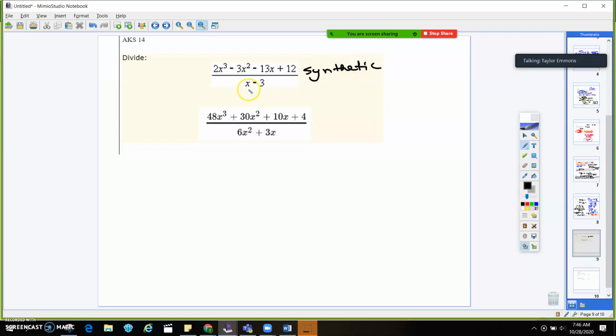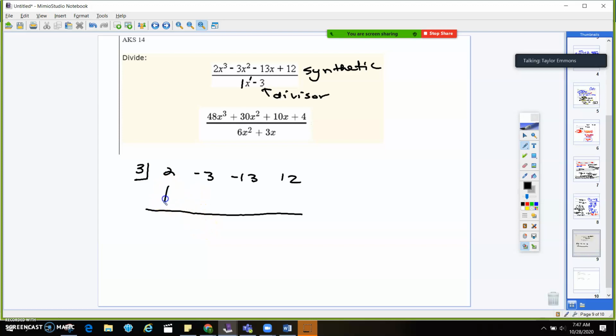So I'm going to do synthetic division on this one because it has a coefficient of 1 and an exponent of 1 in the divisor. Okay? So the way we do synthetic division is we change the sign of the divisor. So that's going to be a positive 3, and we're going to put it in this little jail thing. Okay? And then we're going to write out the coefficients of all of our terms. You got to make sure that if there's not an x term, you would have to put 0 for that x term. So we've got 2, negative 3, negative 13, and then 12.